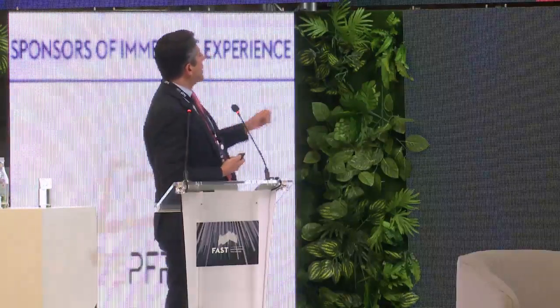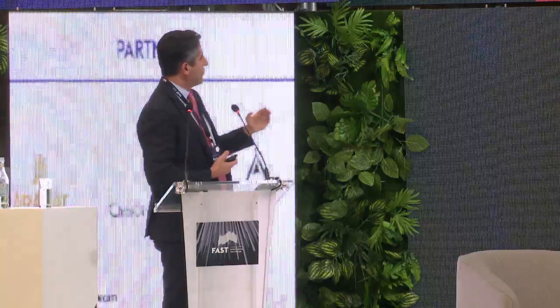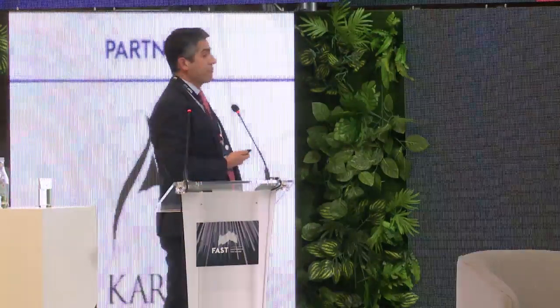And basically, you see in the blue is the amount of damage to the eye via two different measurements. And in both cases, there's a significant improvement after delivery of these exosomes to the eye, which is a really big deal because these eyes naturally don't heal. As you see, the untreated remain damaged for good. And if it's in a human, that patient will lose their eye. So it's actually very profound data.